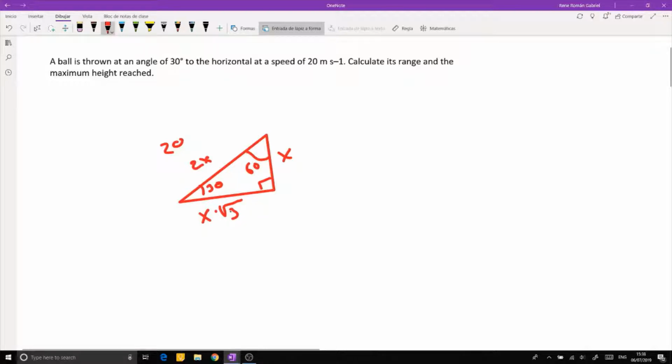So basically, knowing that this is 2x and that is 20, that would be 20 divided by 2, which would be 10. So x would be 10. And for now, that's all we need. We'll use the x times square root of 3 later. So they ask what would be its maximum height reached and its range.